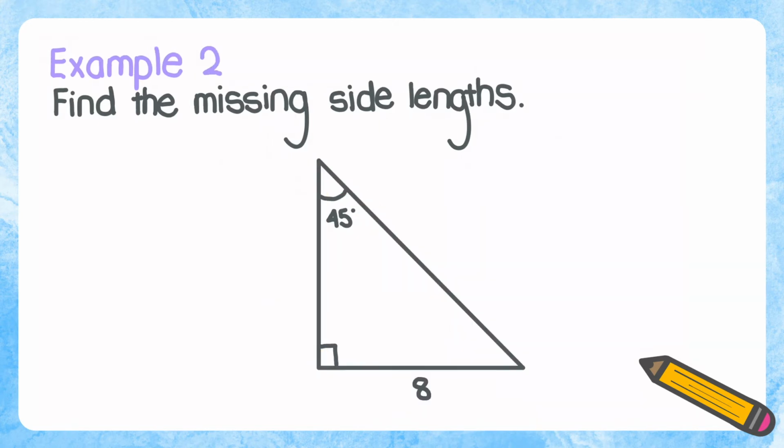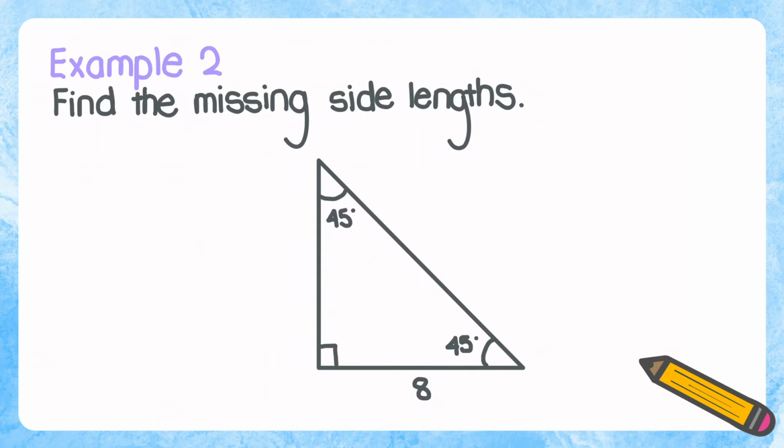Let's look at another example. Here, notice I'm missing an angle, but we'll talk about that. And we're given one of the side lengths. We have to find the other two missing side lengths. Right here, the missing angle is 45 degrees. And I know this because the three interior angles of a triangle must add up to 180 degrees.